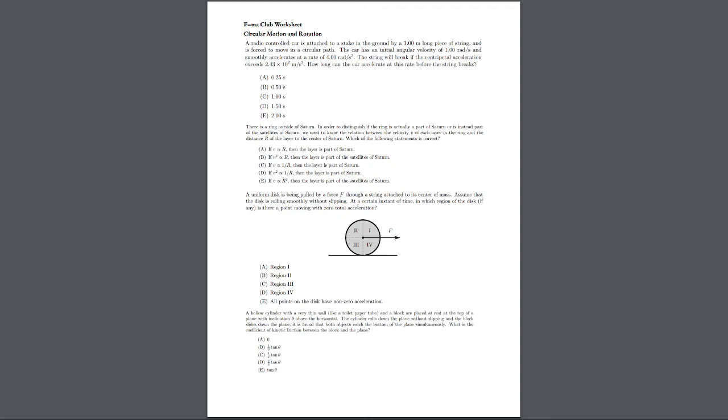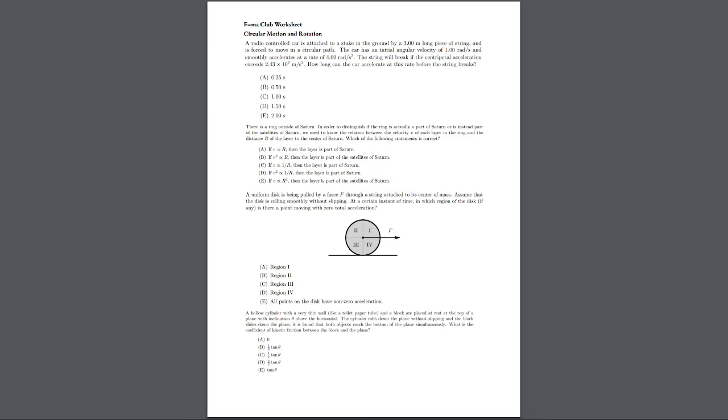Next, a uniform disk is being pulled by a force F through a string attached to its center of mass. Assume that the disk is rolling smoothly without slipping, right? What does this ask us? At a certain instant of time, in which region of the disk, if any, is there a point moving with zero total acceleration? So, in class, a lot of people answered E almost immediately, saying that the entire circle must have non-zero acceleration.